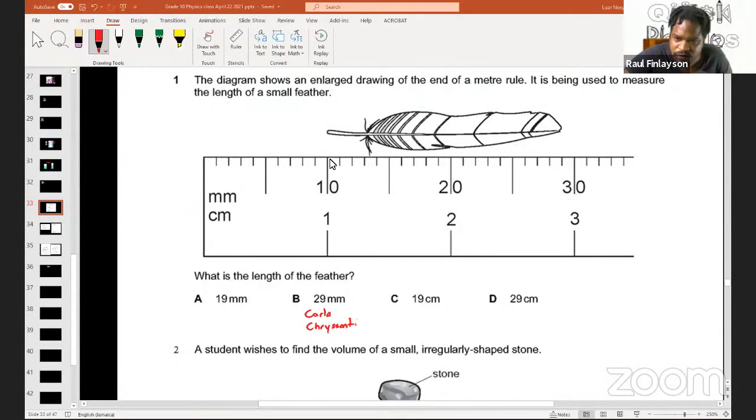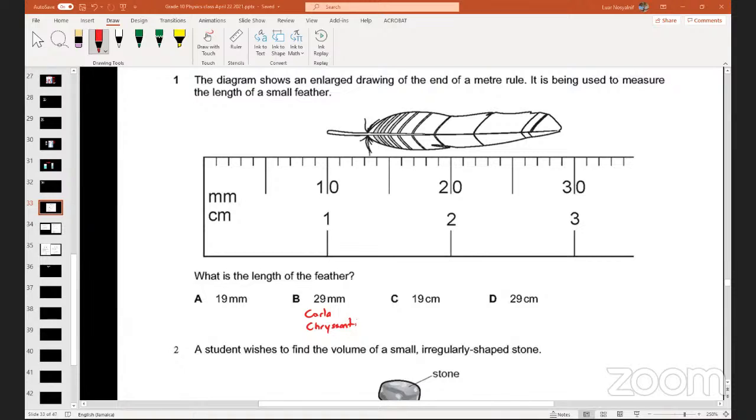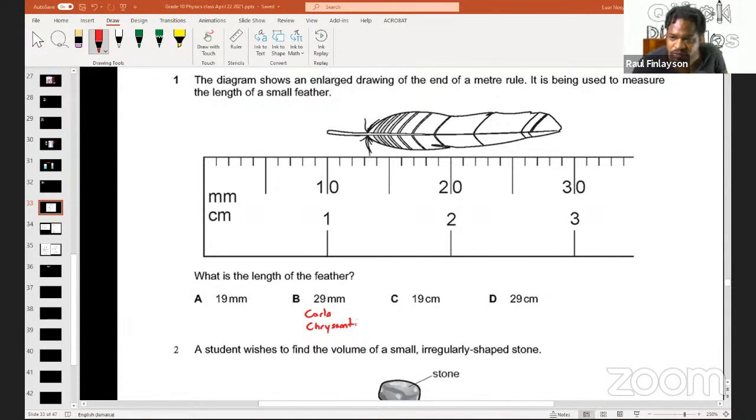Okay, what did you see when you read the ruler? So you're going to tell me about the tip of the feather, and its length. It ends at 29. Okay, so the tip of the feather starts at 10. All right. So you did a 10 here and you did 29 here.